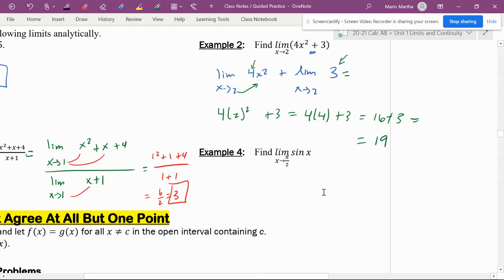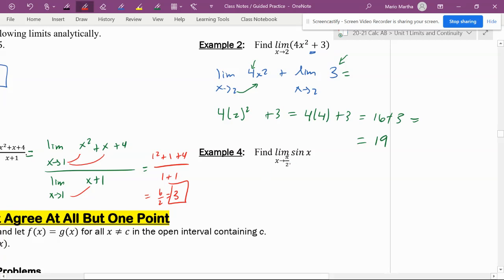And for example 4, we want to find the limit as x approaches pi over 2 of sine of x. So this is a good idea to remind yourself of the unit circle, because again, the most common ones are the ones that come up. If you know how to do the hand trick, perfect. If you don't know how to do the hand trick, you can Google or go to YouTube and look up the hand trick for trig for the unit circle.